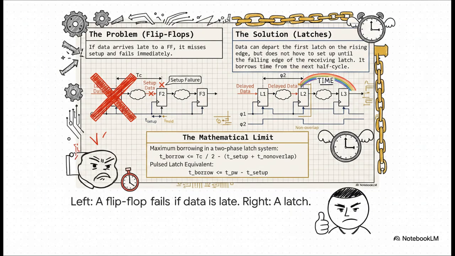And here's why that difference is so important. Look at the flip-flop on the left. If the data shows up even a little bit late, that's it, game over. It missed its window and the race fails right there. But now look at the latch on the right. Because it can become transparent, it can let that late data just slip through. It's literally borrowing time from the next part of the race. This little trick can turn a catastrophic failure into a win. It's an incredibly powerful technique, but man, is it tricky to get right.